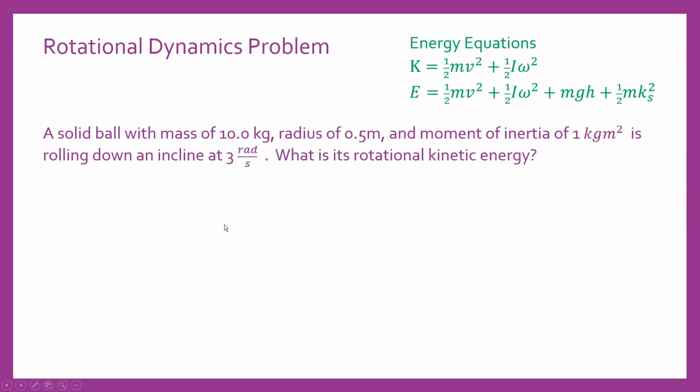Let's take a look at a simple energy problem. We have a solid ball with a mass of 10 kilograms and a radius of 1/2 meter, with a moment of inertia of 1 kilogram meter squared, and it's going down an incline at a rate of 3 radians per second. What's its rotational kinetic energy?